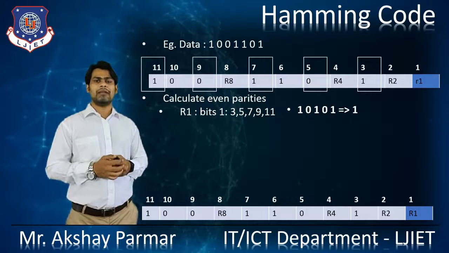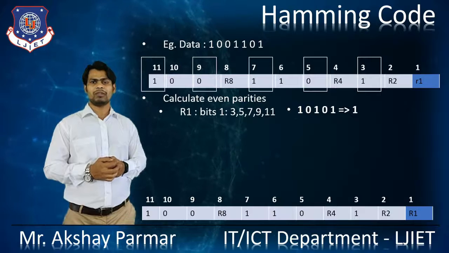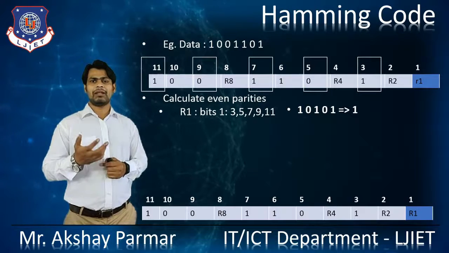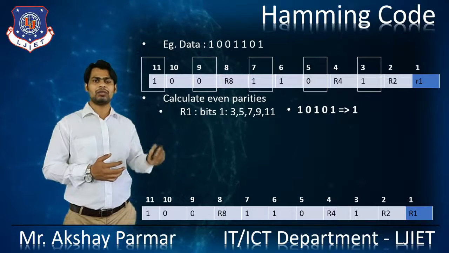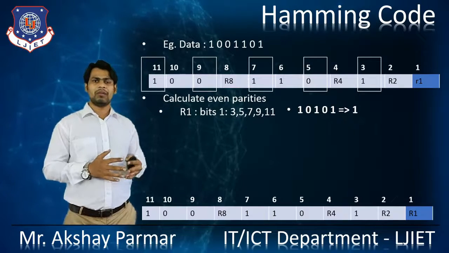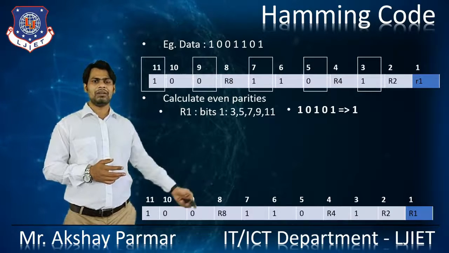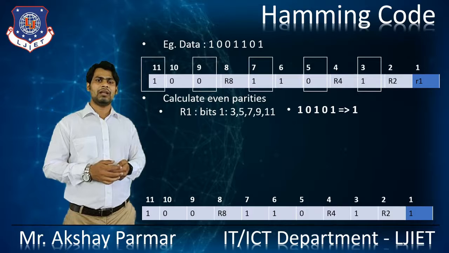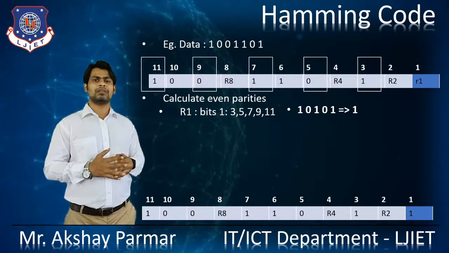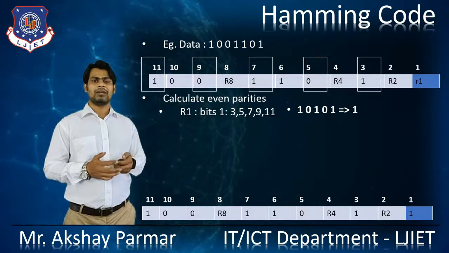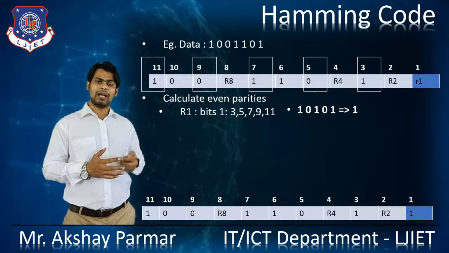That has three 1s, which is an odd number of 1s. To make an even parity, we select the redundant bit R1 as 1, so we have an even number of 1s in that sequence. So that's how we select the redundant bit R1 as 1.